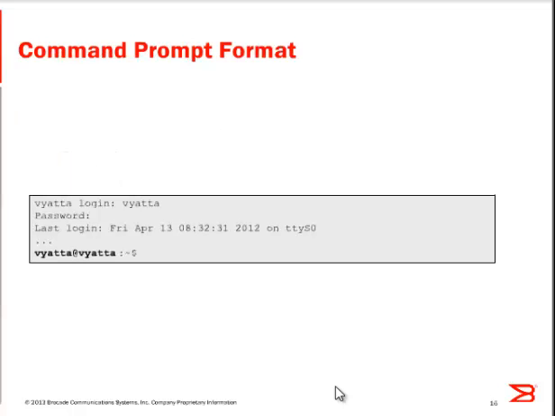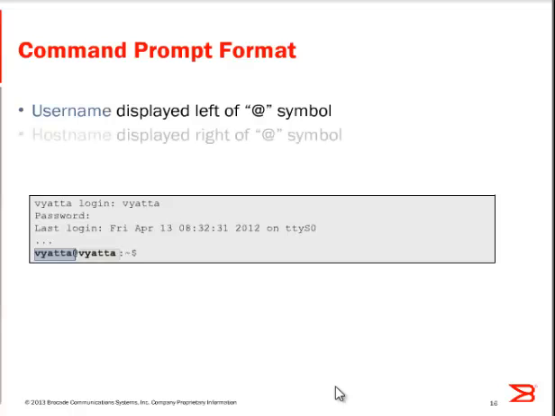The format of the vRouter command prompt provides two important pieces of information. The name of the user logged into the session is displayed to the left of the @ symbol. The hostname is displayed to the right of the @ symbol. The default hostname for every device is Viata, and of course you can change this to suit your needs. We discuss how to do this change in the system configuration course.